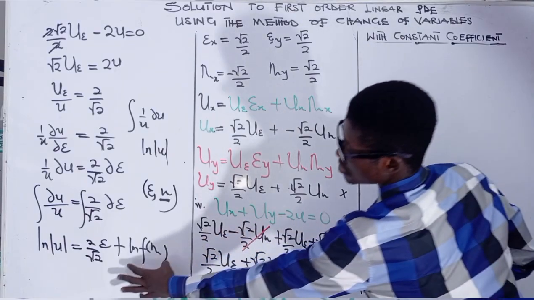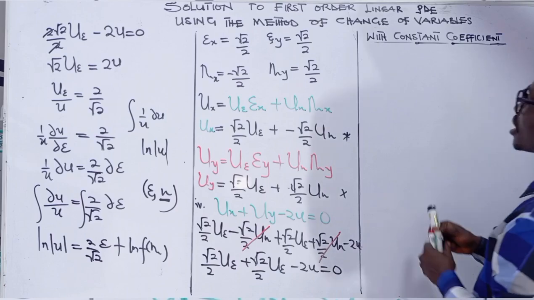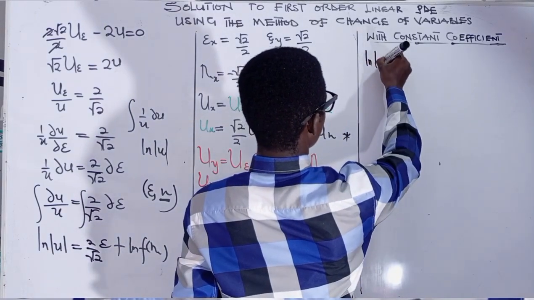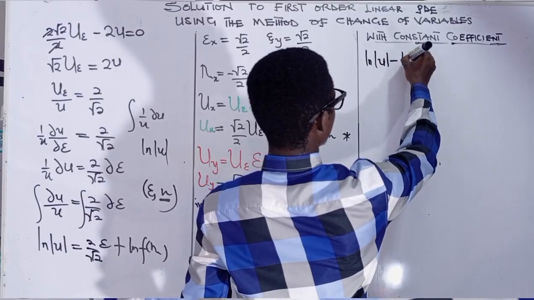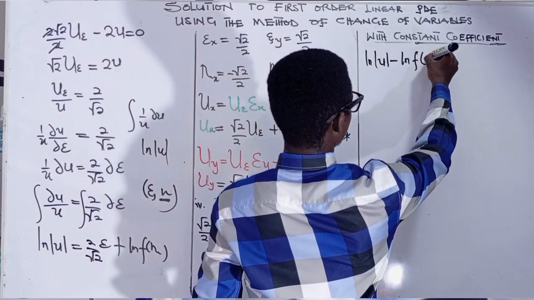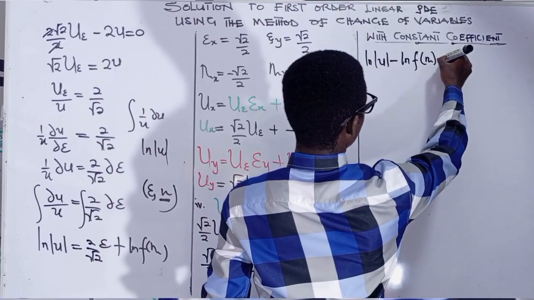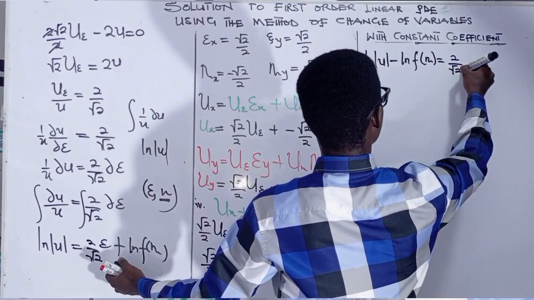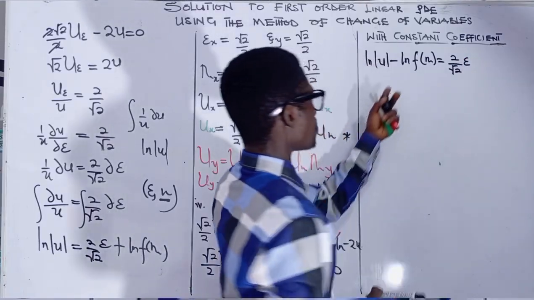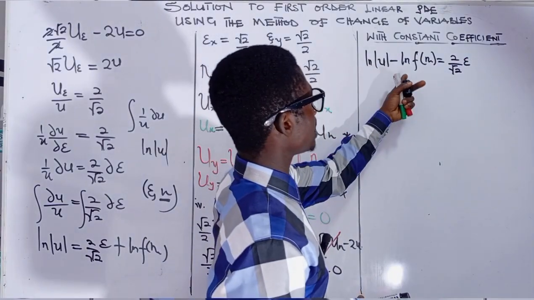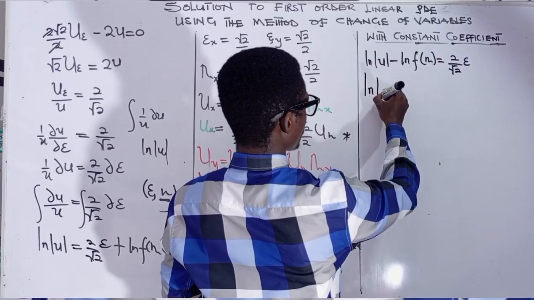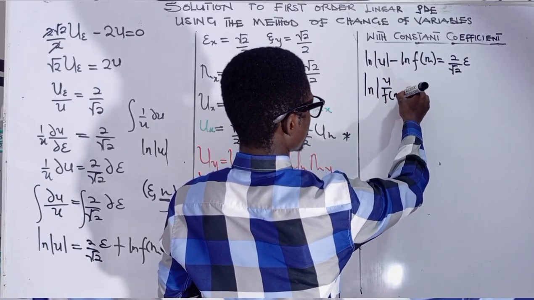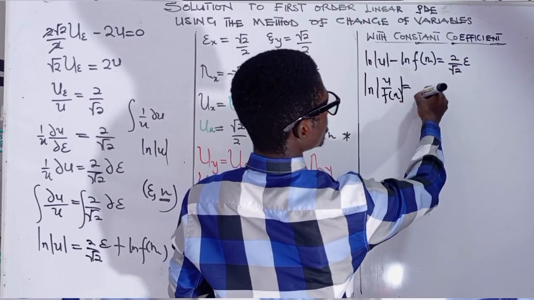Now from here, we can start to bring this to the left hand side. So we are going to have ln u minus ln of a function of eta. And that is equal to 2 all over root 2 and then Zaya. Apply our basic knowledge in logarithm. Since we have ln and ln, we can decide to pick one of the ln, since they are subtracting, we divide their arguments. And this is equal to what?